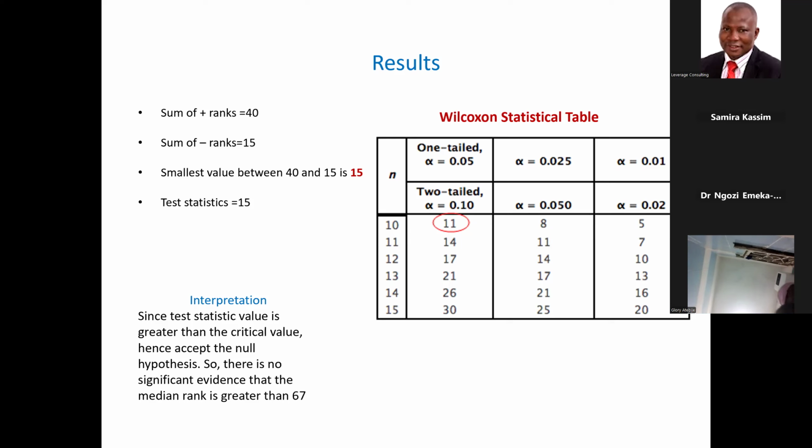So interpretation now. Since the test statistic value is greater than the critical value, there's no significant evidence that the median rank is greater than 67.